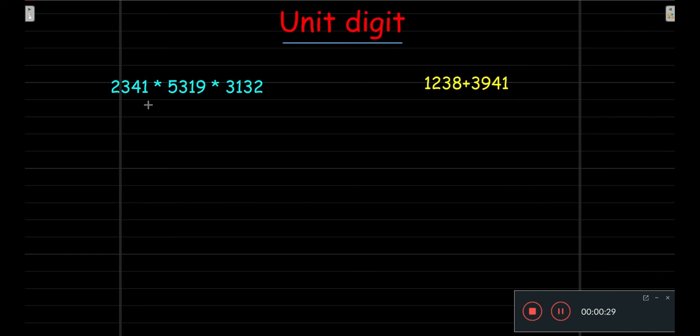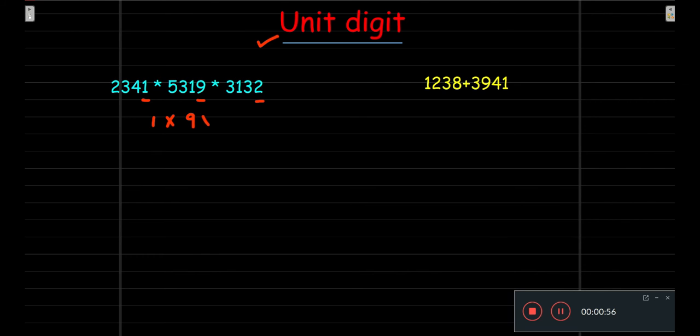Now in this case we don't have to do the multiplication of all three. Here the question is we want to find just the unit digit. The unit digit is the first digit. We want the unit digit of the answer of this multiplication, so we just identify the unit digits and do the multiplication.